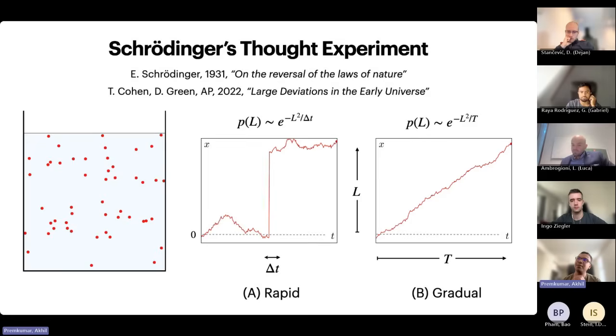And if you work it out, since it took this walker uppercase T time to do all these jumps, you find that the probability that the second walker ends up at L is e to the power minus L squared over uppercase T. And since uppercase T is larger than delta t, the exponent is closer to 0, and therefore that probability is higher. And so the same story holds for the experiment with the beaker, with the ink.